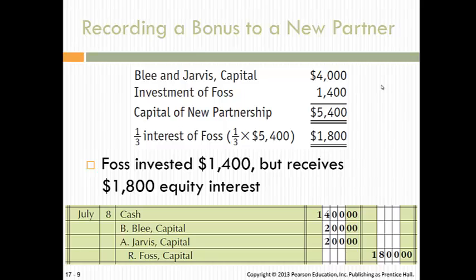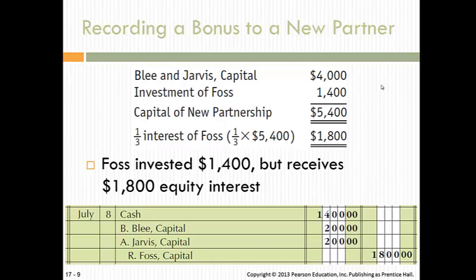We determine the credit to Foss's capital account the same way. Foss's $1,400 investment will increase the partnership equity from $4,000 to $5,400. What's 1/3 of that? 1/3 of $5,400 is $1,800. So we credit Foss capital for $1,800.